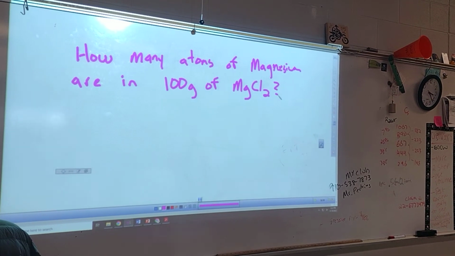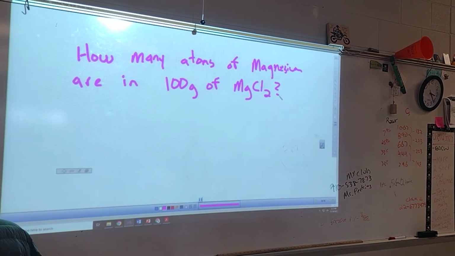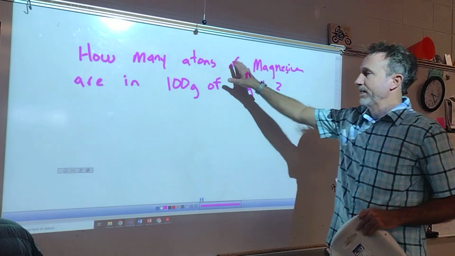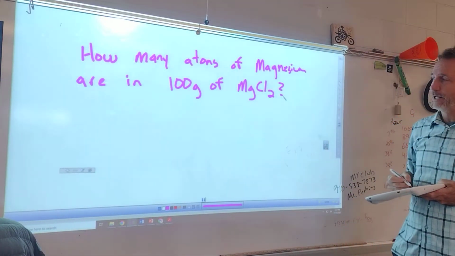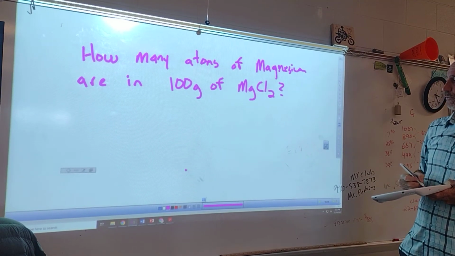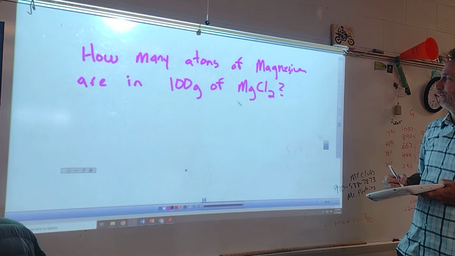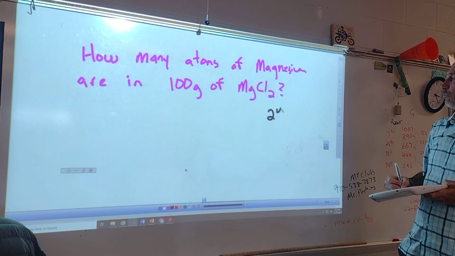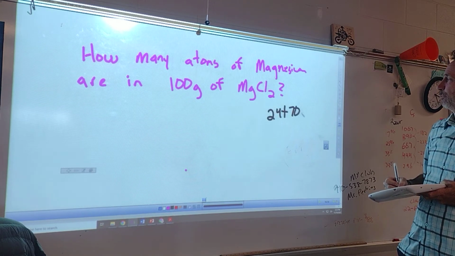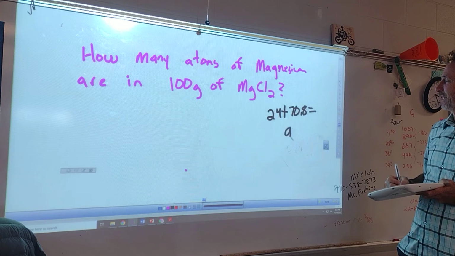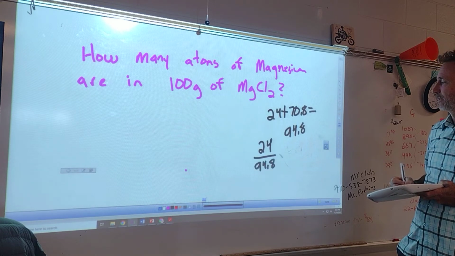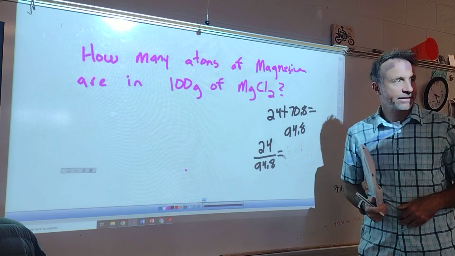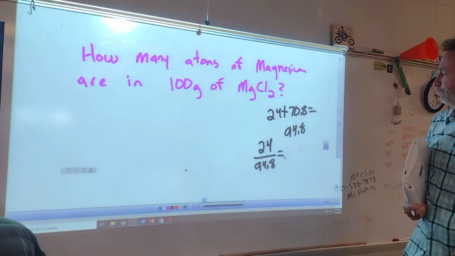All right, so we're going to solve this. How many atoms of just magnesium are in 100 grams of magnesium chloride? The first thing I would do is just figure out how many grams of magnesium we have. Magnesium chloride is 24 plus 70.8, so it's 94.8. So only 24 of the 94.8, right? That's the percentage.